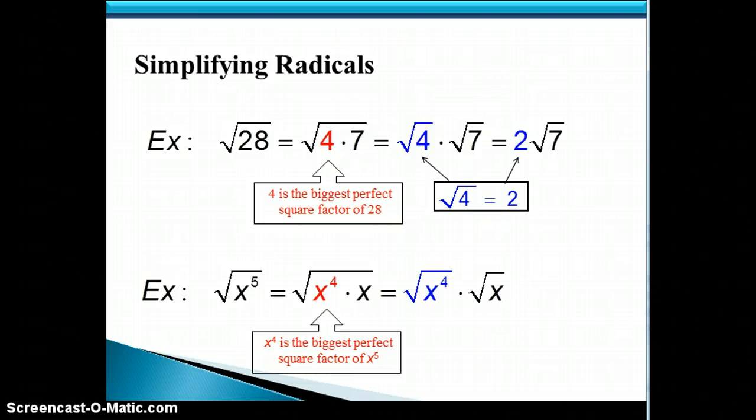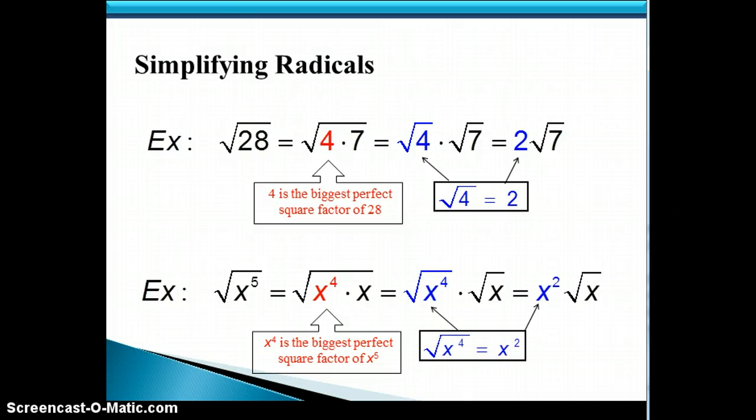Then we use the product rule that says we can square root each of these factors separately. So we square root the x to the fourth and we square root the x separately. And the square root of x to the fourth is x squared, because remember that when you take the square root of a variable to an even exponent, we just cut that exponent in half. And that would be considered completely simplified.